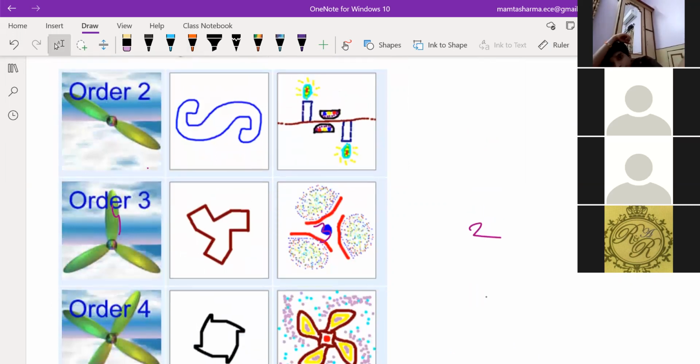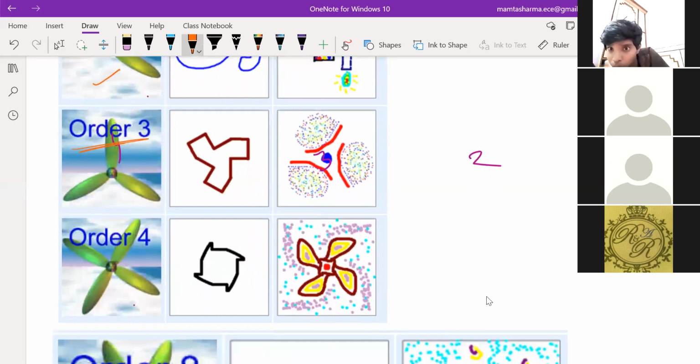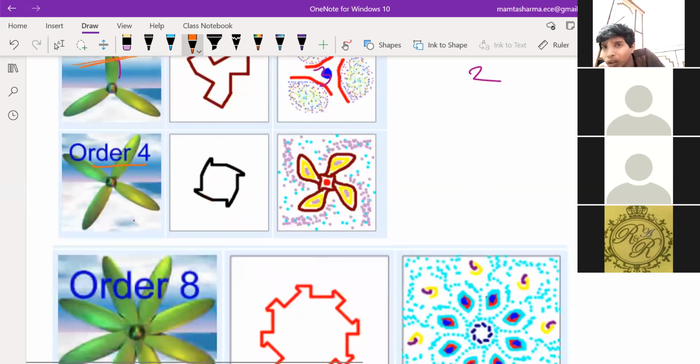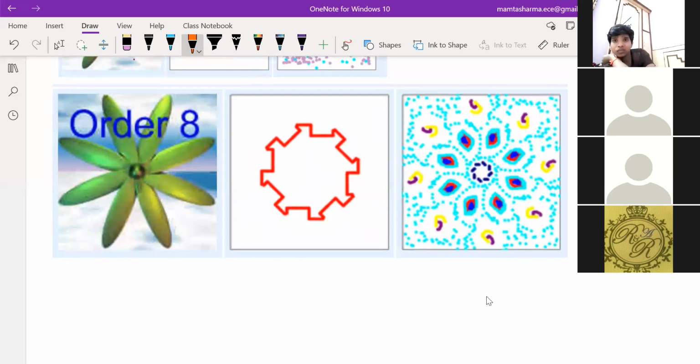See, if there is a figure which is having the same shape, here there are two equal or same kind of shapes. So here the order would be 2. If the number of petals, similar petals, is 3, then the order would be 3. If the petals or the same shapes are 4, then the order would be 4. If the petals are 8, then the order of rotational symmetry would be 8 only.